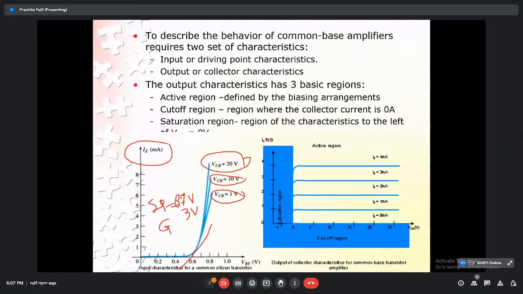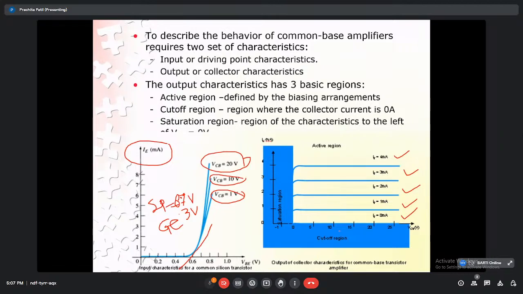But we are more interested in the output characteristics of the transistor. If we see the output characteristics, you can see how beautiful the characteristics are for keeping the input current constant. Here we have kept the input current constant, and for that we have drawn these characteristics.